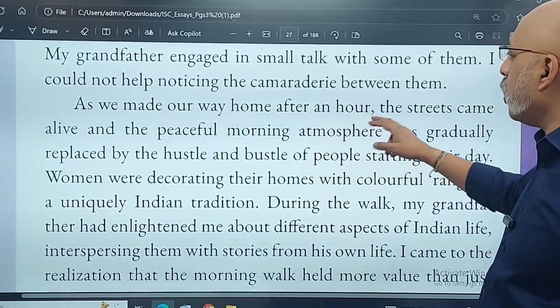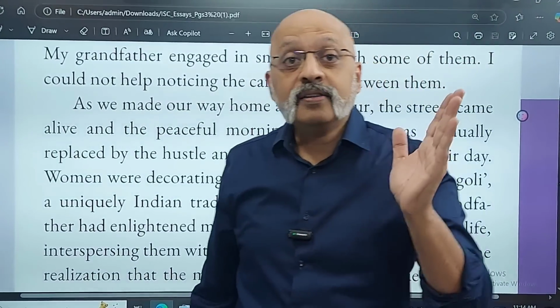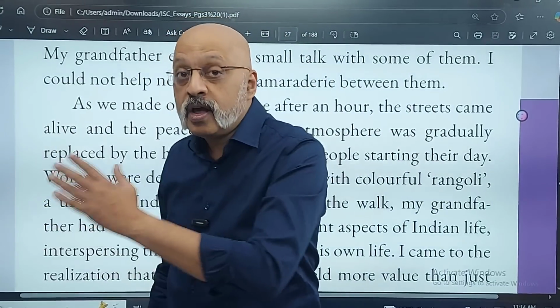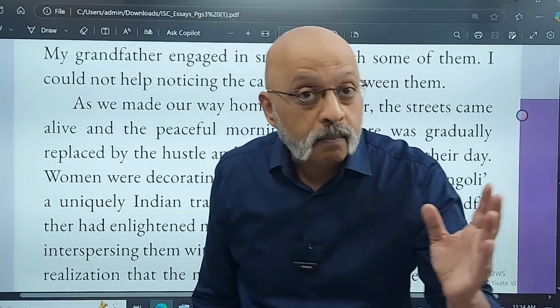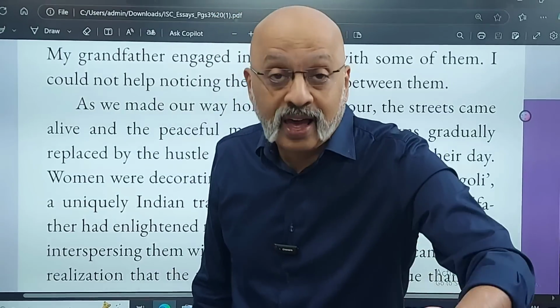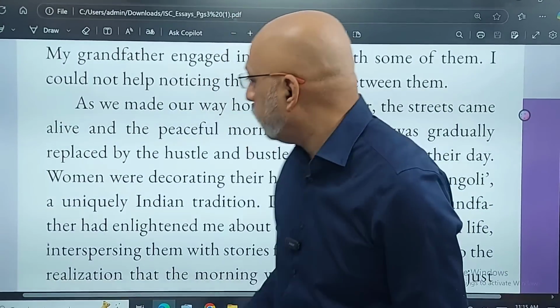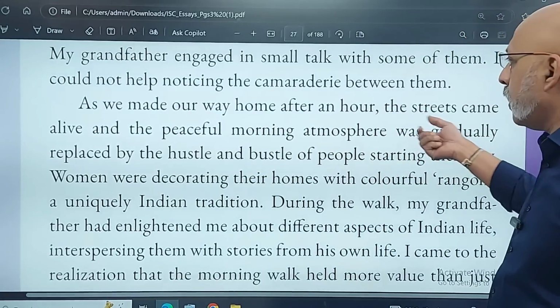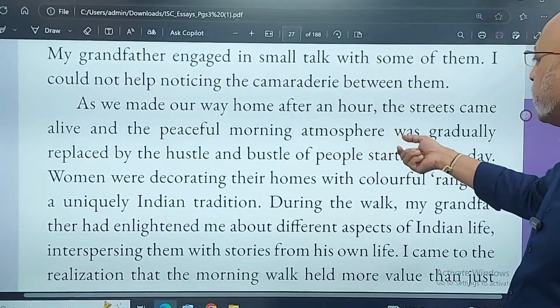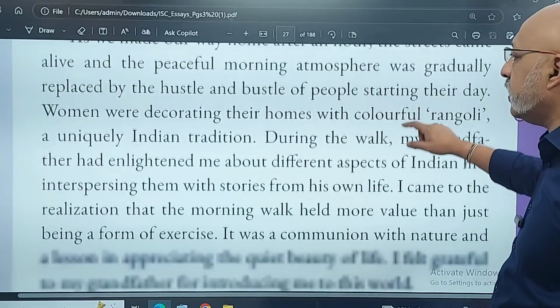As we made our way home after an hour, the streets came alive. When you're coming back, the streets are looking different. The morning was quiet, but now the morning is actually much more alive because many more people have got up and are going about their morning work. The peaceful morning atmosphere was gradually replaced by the hustle and bustle of people starting their day.